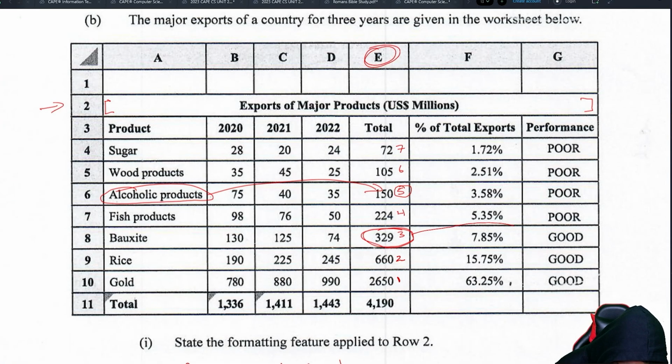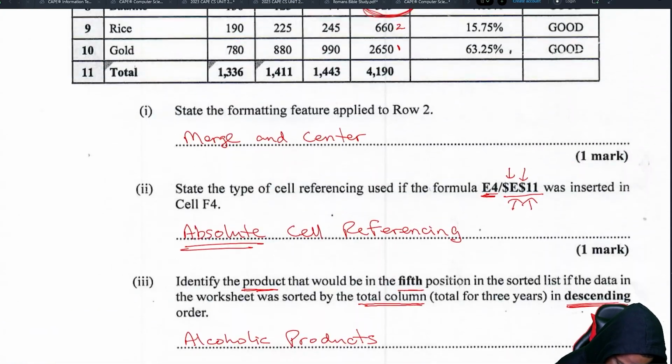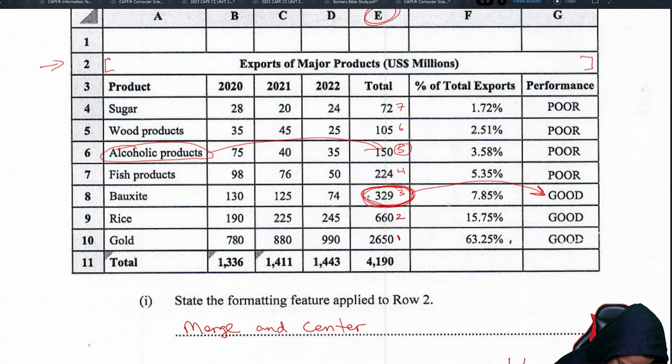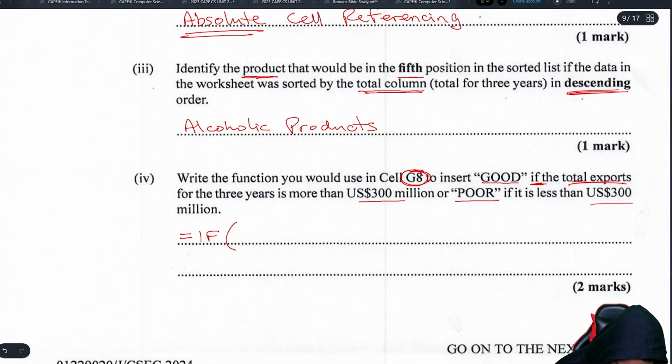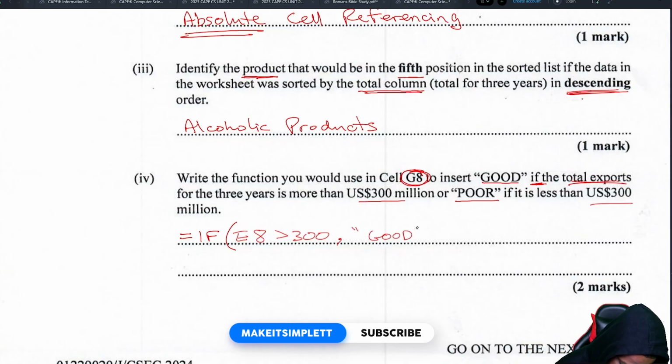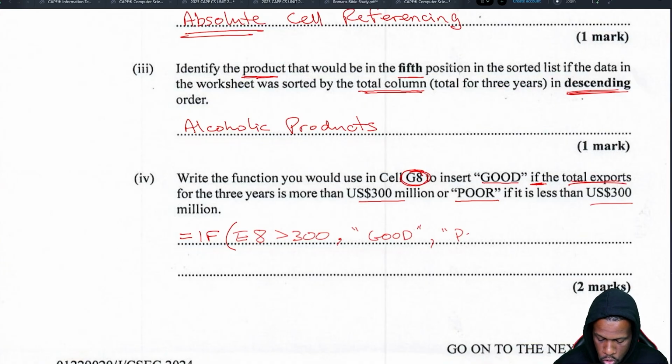So we're trying to figure out how this got to good. For this to be good, we want to check to see if this number here is greater than 300, put good, else put poor. So this number here is E8, and we're trying to figure out what's inside G8 here. So we're going to check to see if E8 is greater than 300, comma, good. Remember to put this thing in quotes. If you don't put it in quotes, you'll be in a big problem. Yeah. Right. So that is good and poor.